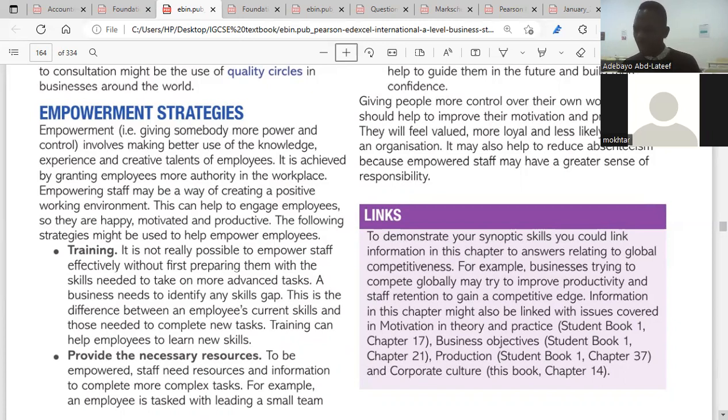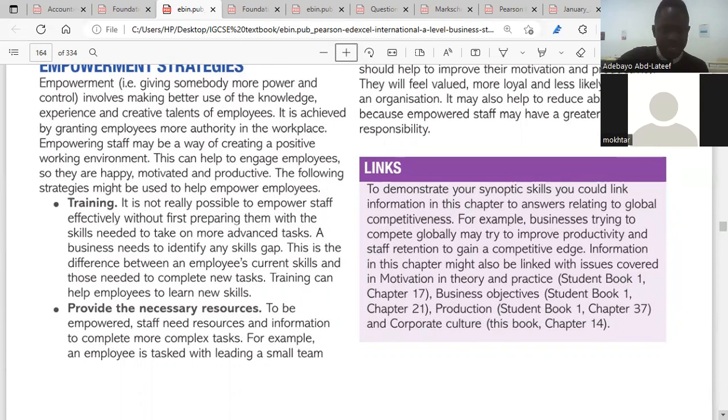So here I wrote empowerment strategies. Empowerment implies giving somebody more power and control. That's what empowerment means. That means you give them more power, more authority to do things. Then for empowerment strategies, I wrote it involves making use of employees' knowledge, skills to carry out different functions. So how does a firm strategize on empowerment? They can do this through training. That's the first one, training.